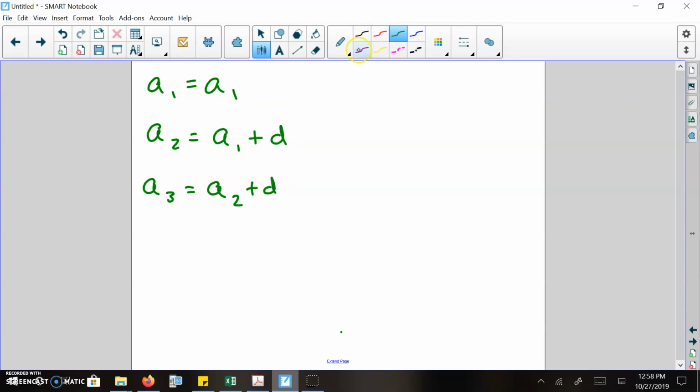Alright, well, look at this. A sub 2 is the same thing as a sub 1 plus d. So if I replace a sub 2 with a sub 1 plus d, plus this other d, this becomes a sub 1 plus 2d. Okay, d plus d, now I've got 2 d's.